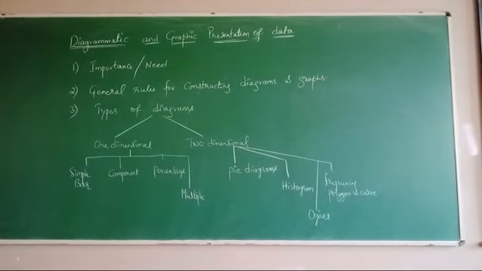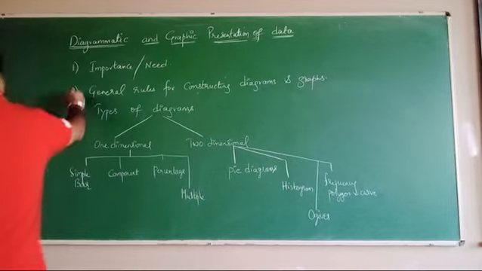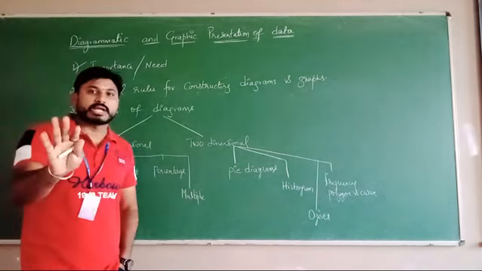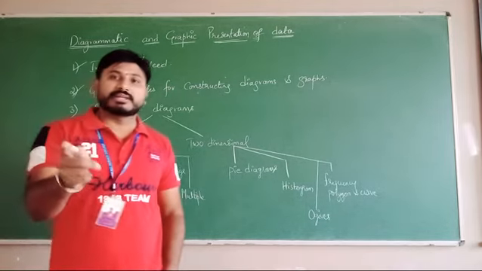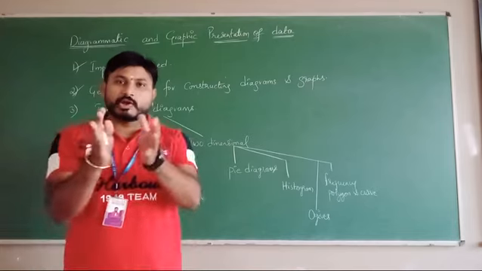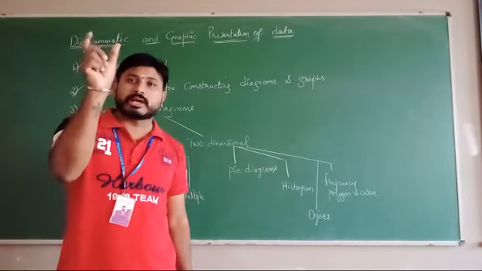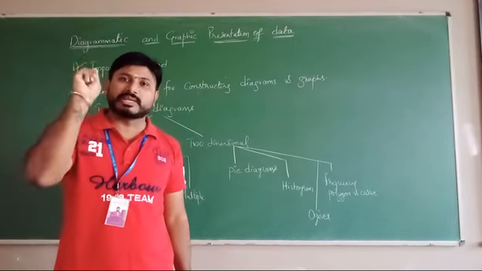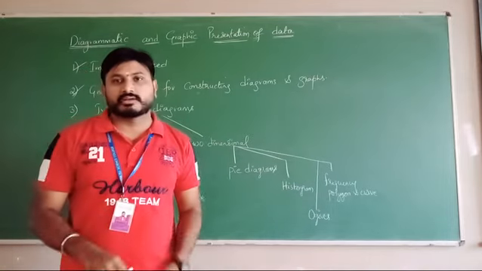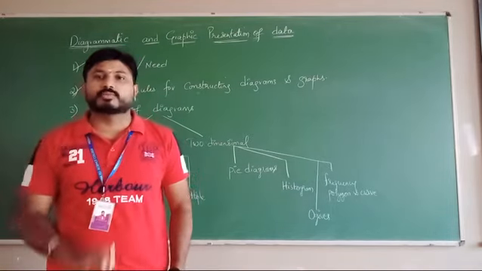Coming to the next one, general rules for constructing diagrams and graphs. Every diagram should have, as the first rule, a title. Title decides the entire data. It gives the identity. Clear? It shows what exactly you are representing. By seeing the title itself, it can be easily understood what kind of diagram you are presenting, for what kind of numerical data.